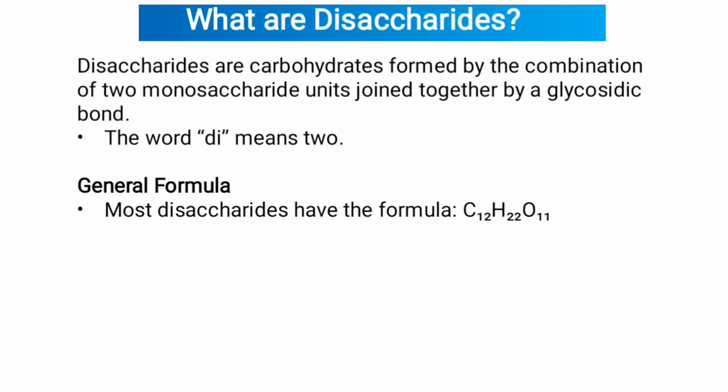What are disaccharides? Disaccharides are carbohydrates formed by the combination of two monosaccharide units joined together by a glycosidic bond. The word di means two. General formula: most disaccharides have the formula C12H22O11.